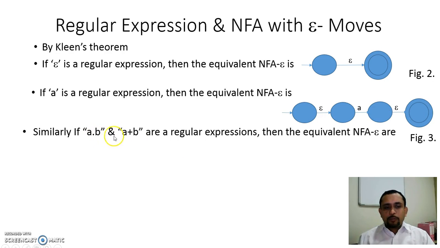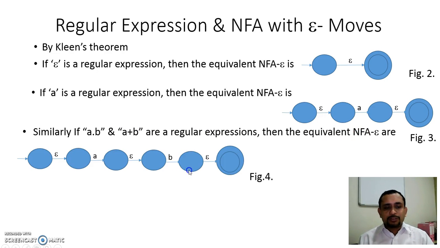Similarly, if A dot B or A plus B, that is, concatenation of A and B or union of A and B, is available as a regular expression, its equivalent NFA with epsilon moves can be constructed like this. This is for concatenation of A and B. That means in order to reach the final state from the initial state, we require A followed by B.